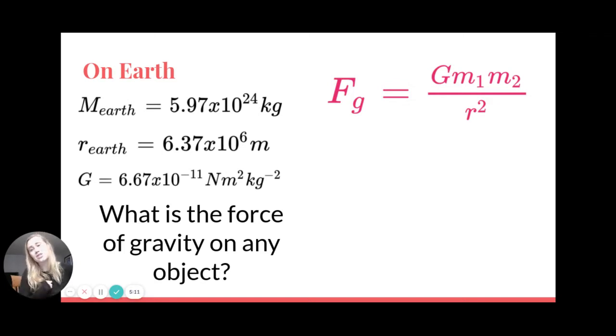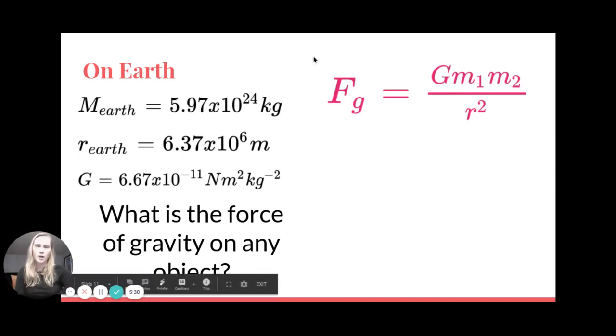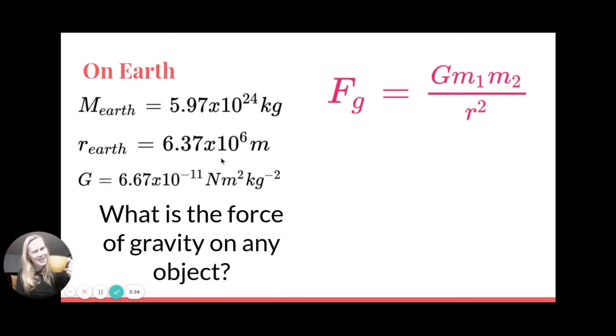So using the gravitational constant, which is in your data booklet, 6.67 times 10 to the negative 11 newton meters squared per kilogram squared, what would be the force on any object on Earth, like a random cup? Well, that means we don't know whatever M2 is. We're just generalizing. But we can plug in M Earth for M1, G for G, and the radius of Earth, because this is pretty much on the Earth.